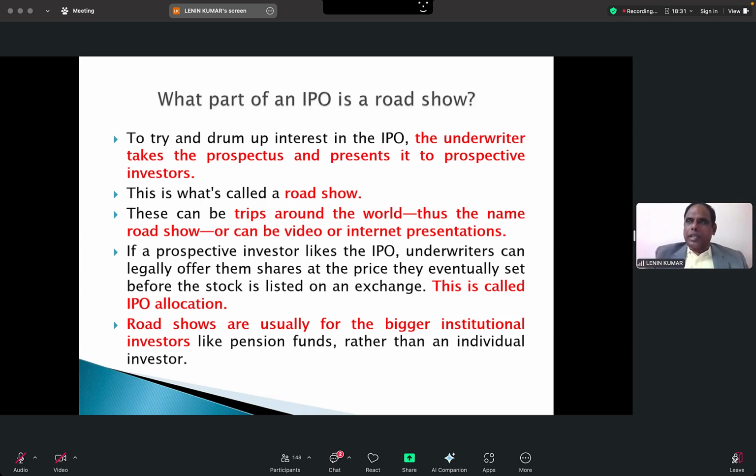If a prospective investor likes the IPO, underwriters can legally offer them shares at the price they eventually set before the stock is listed on the stock exchange. This is called IPO allocation.